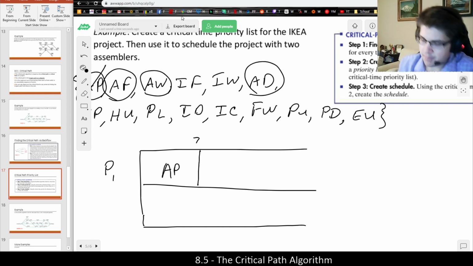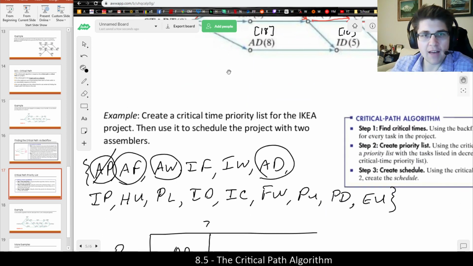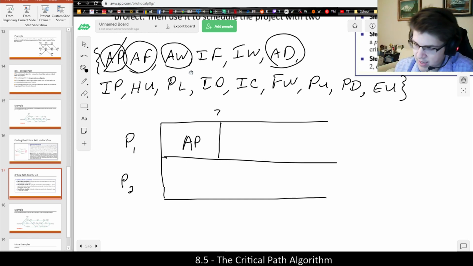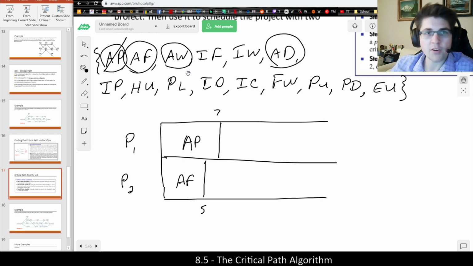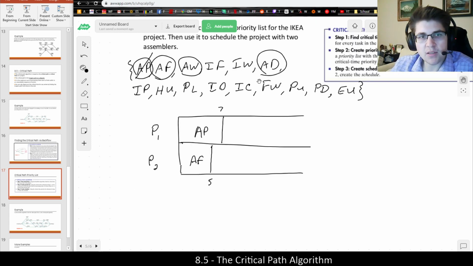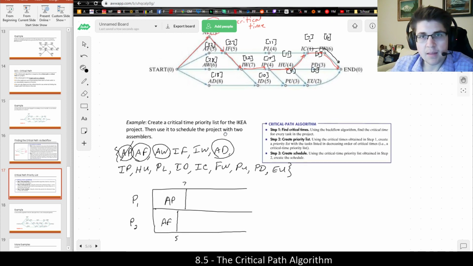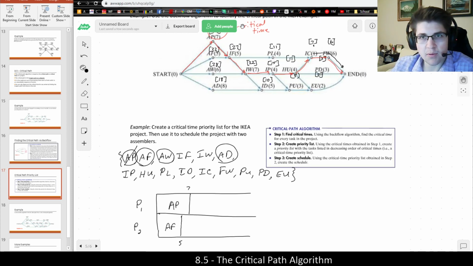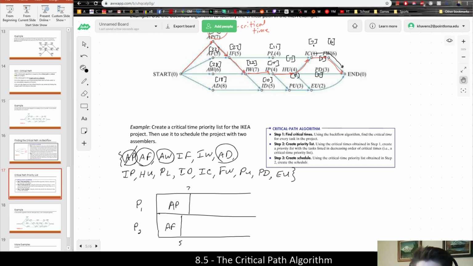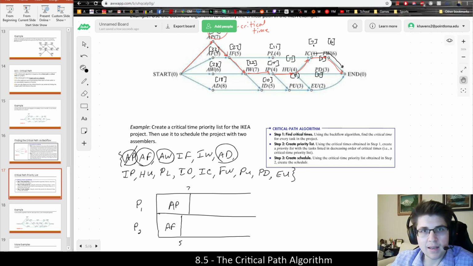accidentally mess that up. And meanwhile, processor 2, aka my friend, will work on the next task AF. And AF has a processing time of 5, so that's going to come next. And it might be a good idea to note the processing times on your priority list, but it's important that we're using the digraph at the same time. Let me see if I can get this in a position where I can actually see both of them so I don't have to keep scrolling up and down as you're watching this. And that should be good enough, I think.